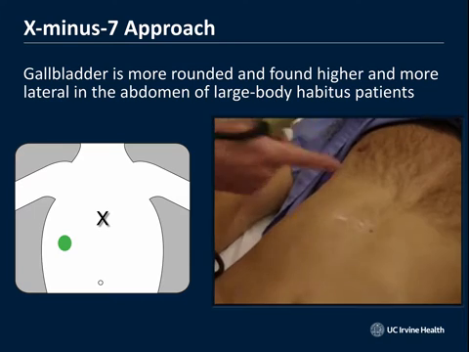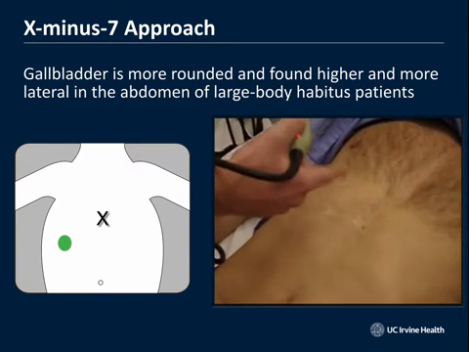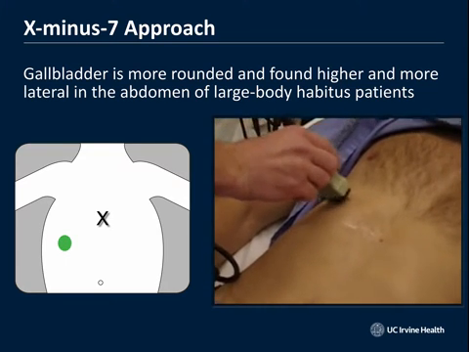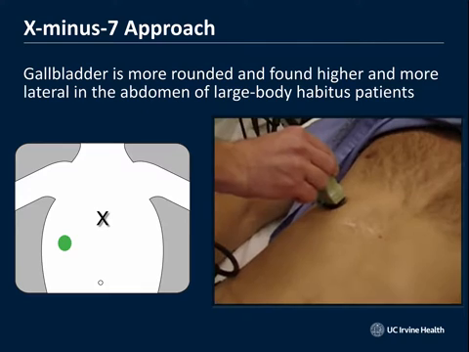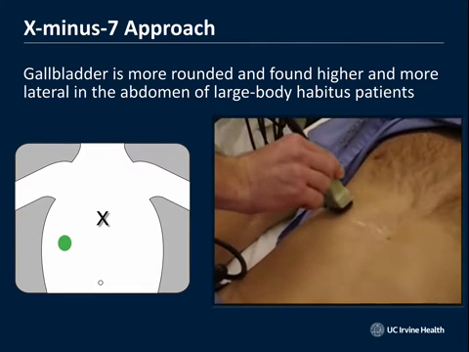In the X-7 approach, the X stands for the xiphoid process. The 7 stands for 7 centimeters. You're going to go to the right laterally, place the probe perpendicular to the patient's skin, and more often than not, you're going to find the gallbladder in this general area.